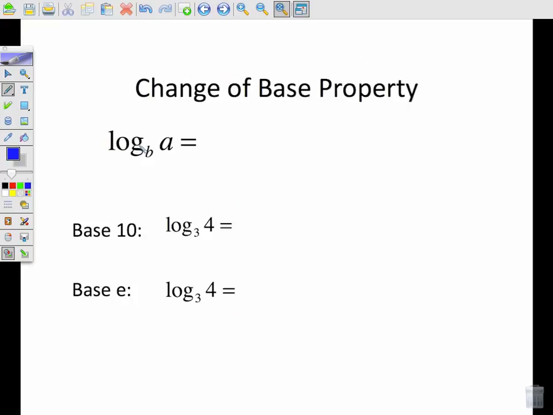We have another rule here that allows us to evaluate logarithms when the base is not 10. So here when b is not 10. The rule is you take log of a, whatever the log number is, and then divide it by log of the base number. This will allow you to use your calculator.